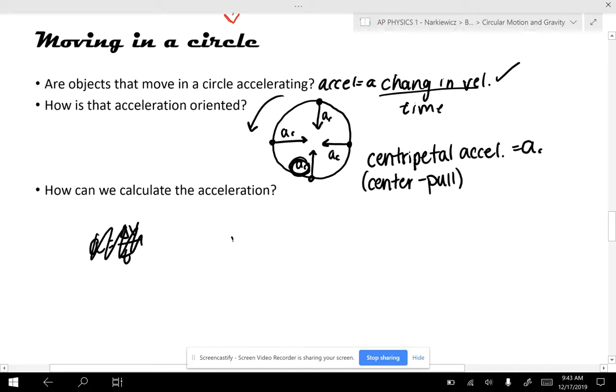Okay. So to calculate the centripetal acceleration, again, AC for circle, we need to do V squared over the radius. Sometimes that might mean we need to do 2 pi r over the period, squared, over the radius, or sometimes we're just given the velocity and the radius and we can just calculate it.